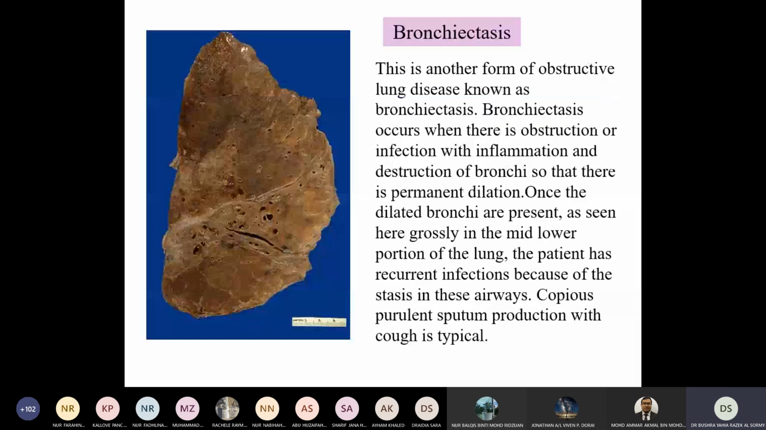Okay, you can see here the bronchiectasis. Can you see those? The dilatation of the bronchi and bronchioles here. This one.